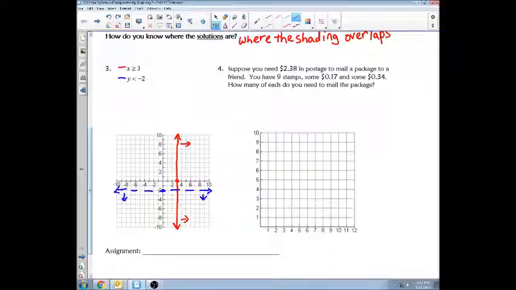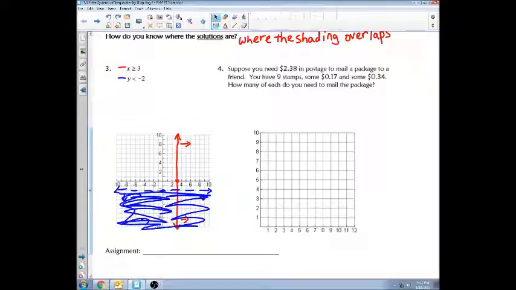I'm going to show you how these overlap real quick using our entire graph this time. So the blue would shade down here. The red would shade over here, which means the area where it overlaps is underneath the blue dashed line and to the right of the red line. So the green is our solution set. It will include the red solid line, but it will not include the dashed blue line. Okay? Now on to a story problem.